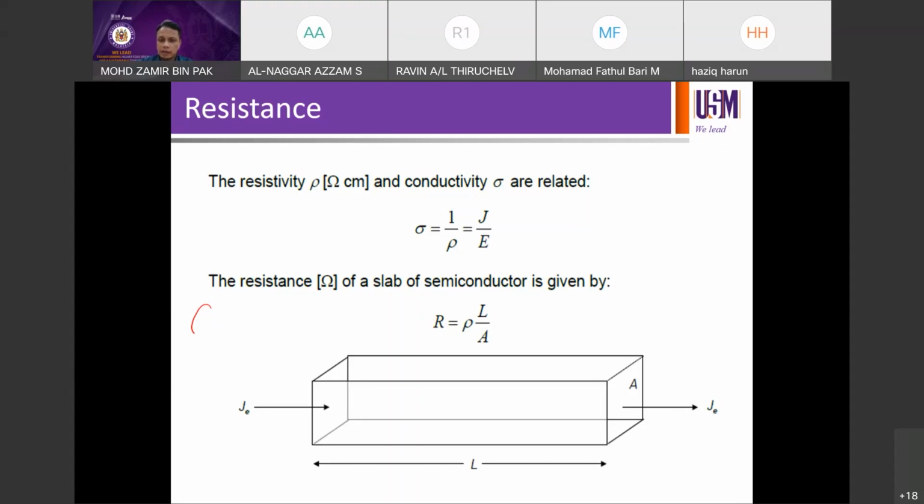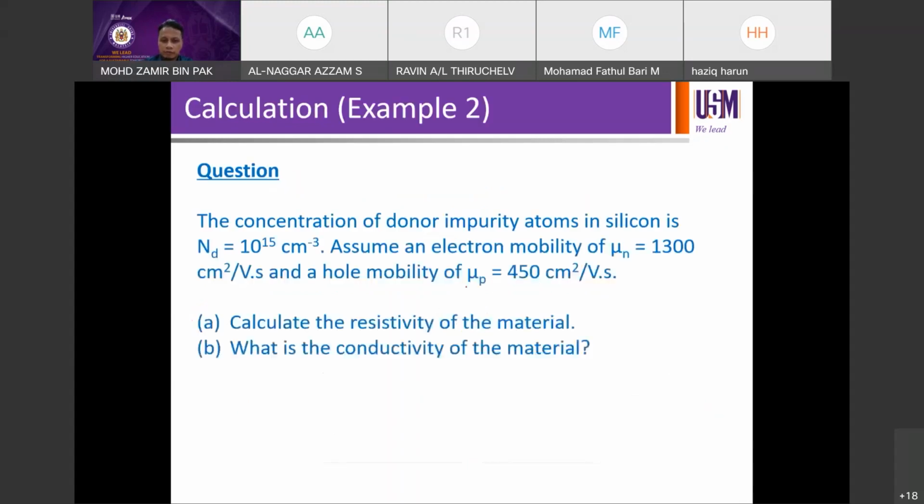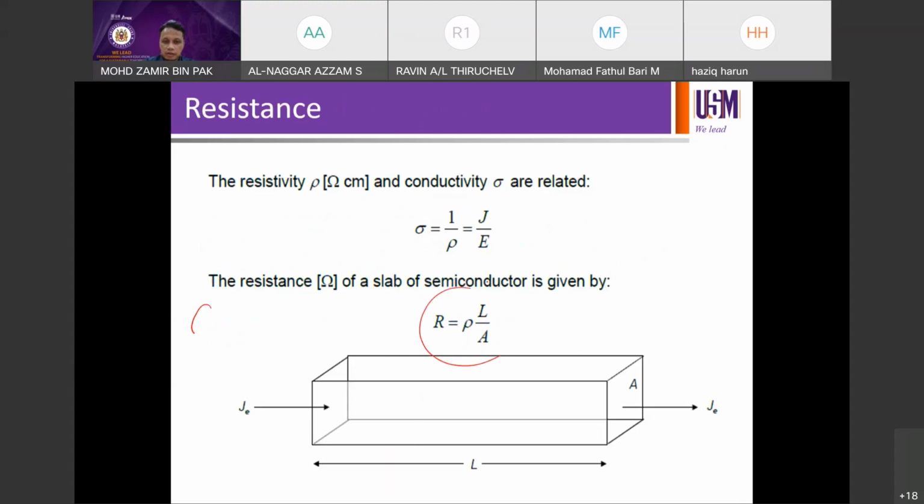You learned this, right? This equation, R equals rho L over A, in electronics. Do you learn this in electronics last time? It's one of the basics in electronics. You learn this in electronics 1 or 2? Yes, Dr. Got. Yep, okay, good.